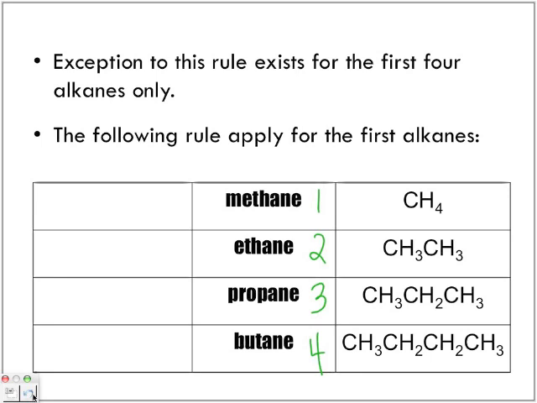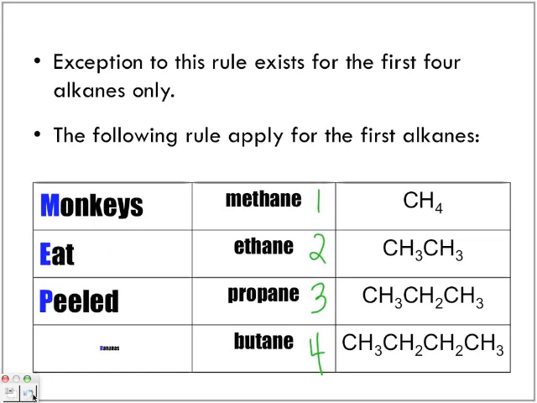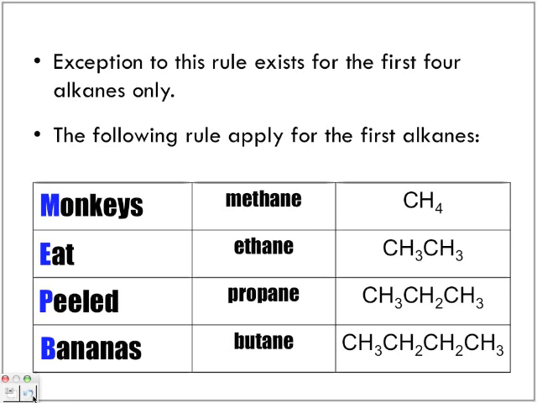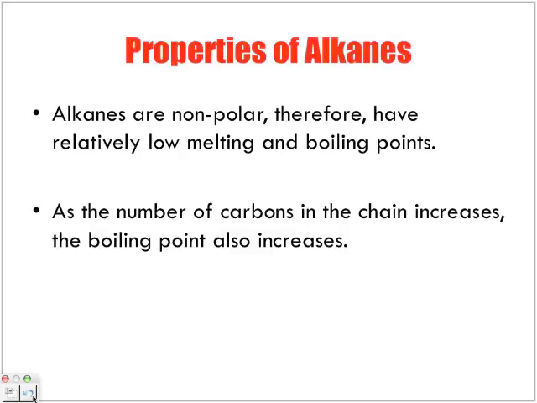How do you remember it? A really silly little expression called monkeys eat peeled bananas. Okay? So using this, we can remember, using the M for methane, the E for eat, to remember ethane, propane, and butane. So it's monkeys eat peeled bananas for the first 4 alkanes to help you remember it, because we're not using the Greek prefixes.